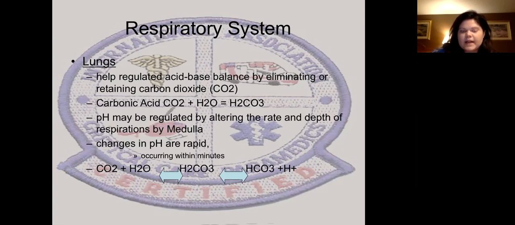Let's see, so carbonic acid is CO2 plus H2O, which is going to equal your bicarb. Your pH may be regulated by altering the rate and the depth of respirations by the medulla. You could have changes in pH, which are rapid, and those typically occur within minutes.